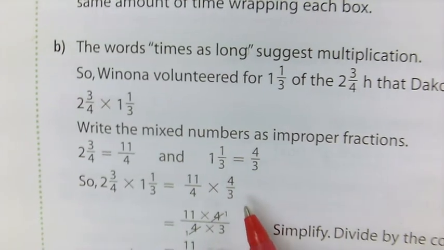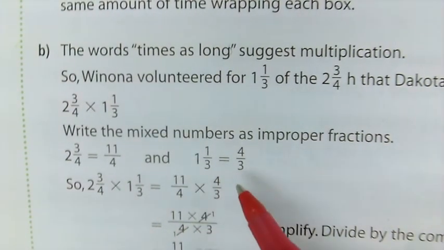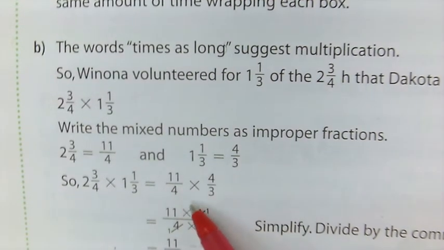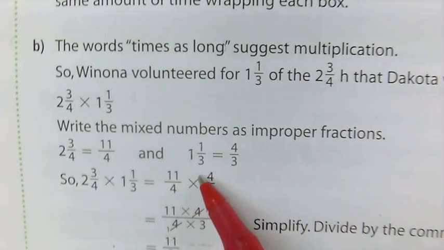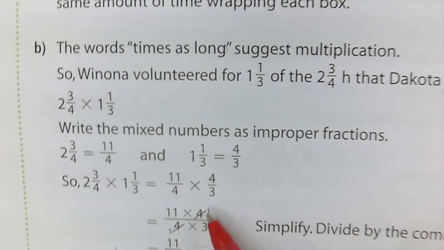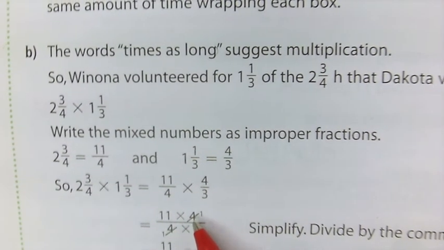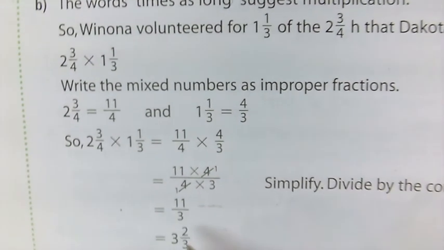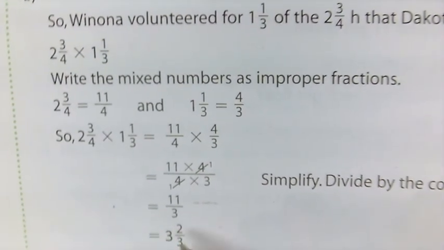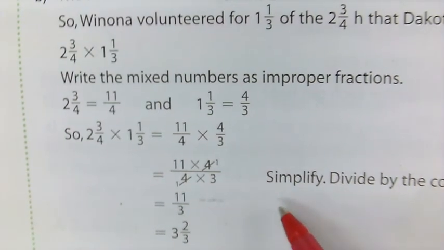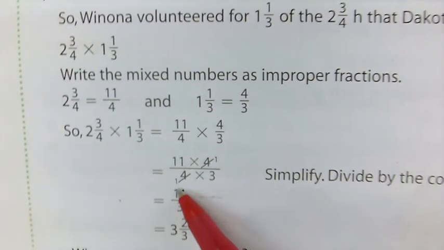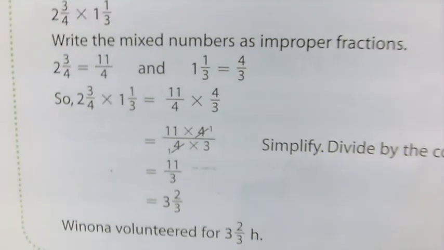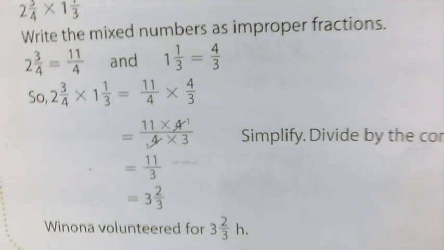And we can do this a few different ways, but first way, I notice there's a 4 on top and there's a 4 on bottom. So this is 11 times 4 all over 4 times 3. So we can take our 4's and cancel them out, and we're left with 11 over 3. 11 over 3 is 3 2/3. Why? 3, 6, 9. I counted 3 times to get to 9, and then to get to my 11, there's 2 more of those. So Winona volunteered for 3 2/3 of an hour.